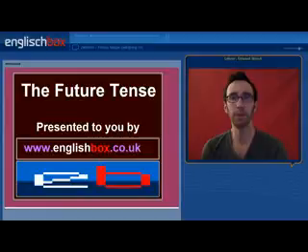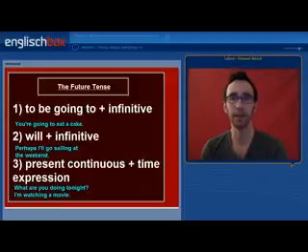Today we are going to speak about the future tense in English. On the board in front of you, you can see the three different forms that we use to express the future tense in English in conversation. The first form that we are going to look at is going to. The second form that we are going to look at is will plus the infinitive, and the third form that we are going to look at is the present continuous plus a time expression.